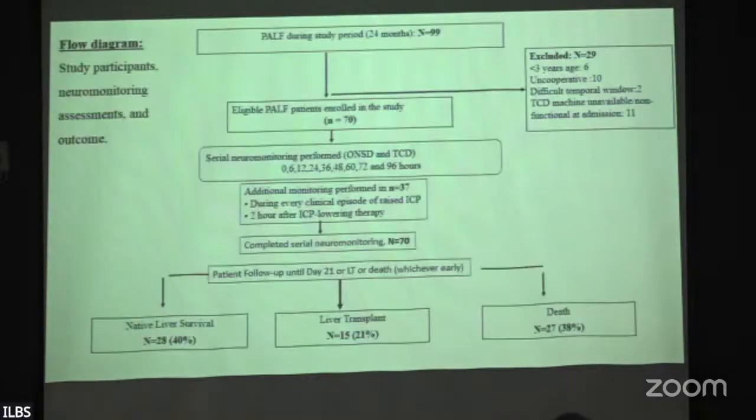So coming to the results, there were a total of 99 pediatric patients who presented to us during a period of 24 months, out of which 29 were excluded, majorly because they were uncooperative and in whom we were not able to establish a proper TCD window.